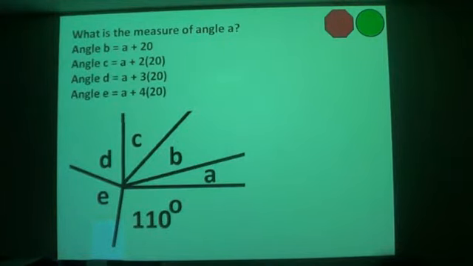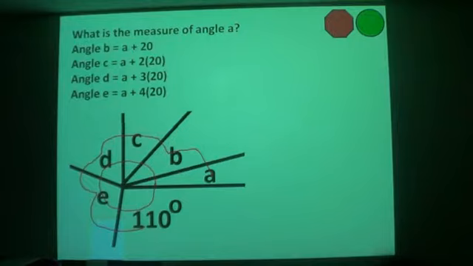I want you to press on the stop sign and try to work this one out. All right, you should know that this is a total of 360 degrees. So that being a total of 360 degrees, we know that A plus B plus C plus D plus E plus 110 equals 360 degrees.